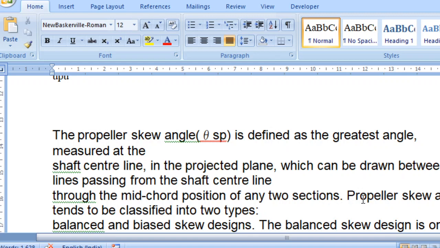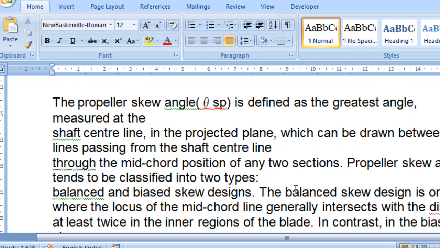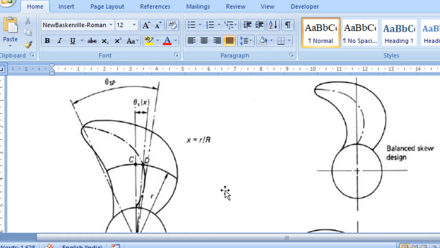Okay, so propeller skew can also be classified into two types: balanced and unbalanced skew. So balanced skew: if you take a directrix, a line which is perpendicular to the projected plane, and it is cutting the mid-chord line twice, as you can see, it is cutting at this point and at this point, this means it is a balanced skew.